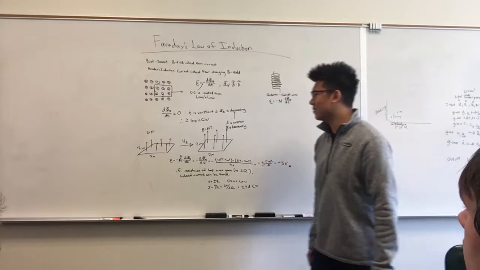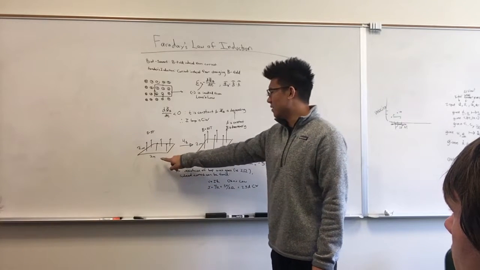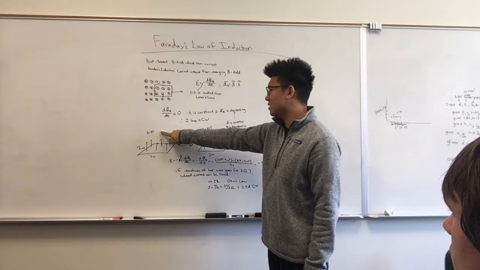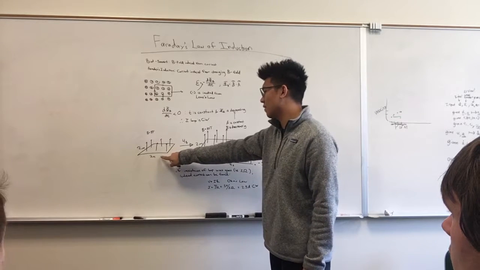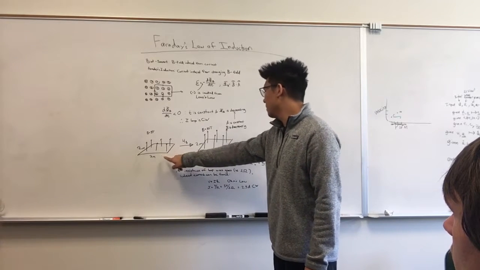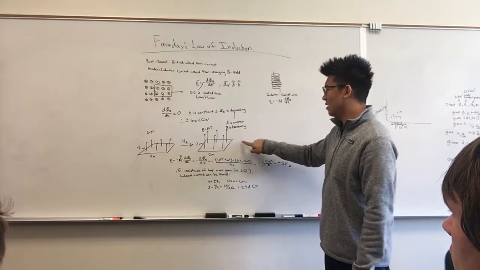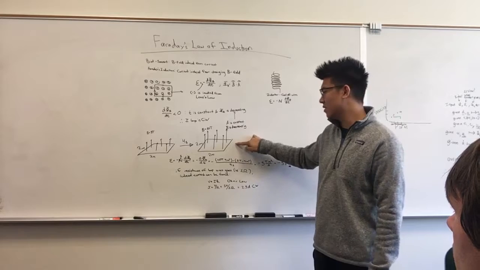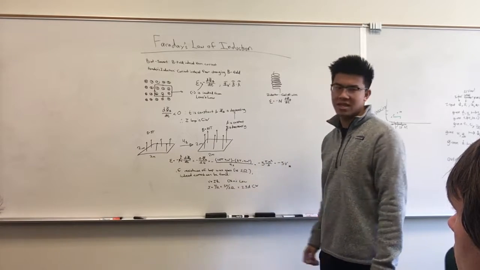Here we have an example where the initial state shows that a closed loop has 5 Tesla going through it and has a cross-sectional area of 4 meters squared. Over 4 seconds, the magnetic field doubles, going to 10 Tesla. How would you find the EMF?